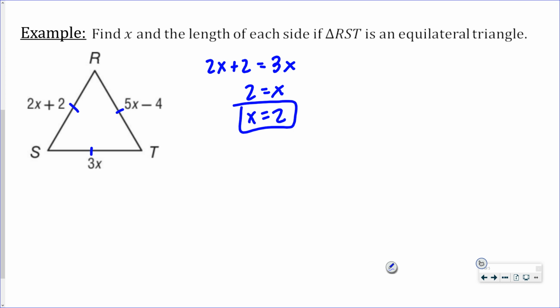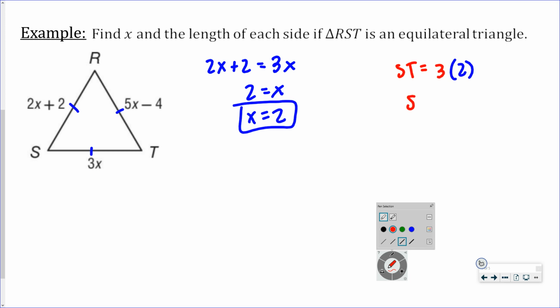How fun. This is basically one problem. You get 3 side lengths for the price of 1. So if we just find ST, for example, which is 3 times x, x is 2. ST is 6 units. So what's RT?